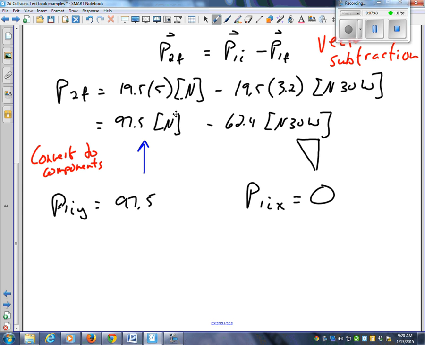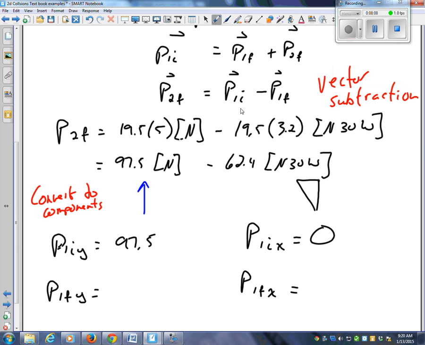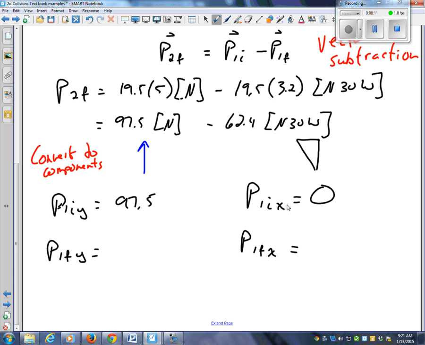So that's going to be the second one here, P1F, right? So P1FY and P1FX. These components right here. Now, P2 is P1I minus P1F, right? They're both rock 1. Okay, so I have to take this value here. So this is going to be 62.4. This is my x right here.